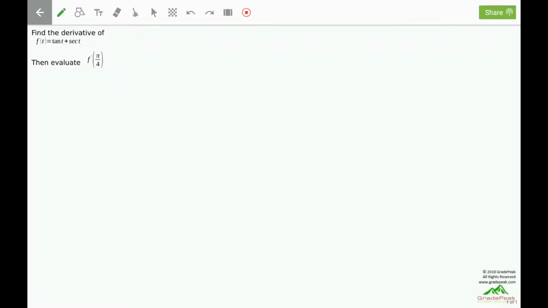Find the derivative of f of t equals tangent t plus secant t, then evaluate f prime of pi over 4. F of t here is made up of two terms that are combined by addition. We can therefore work out the derivative of each term separately and combine the results by addition.